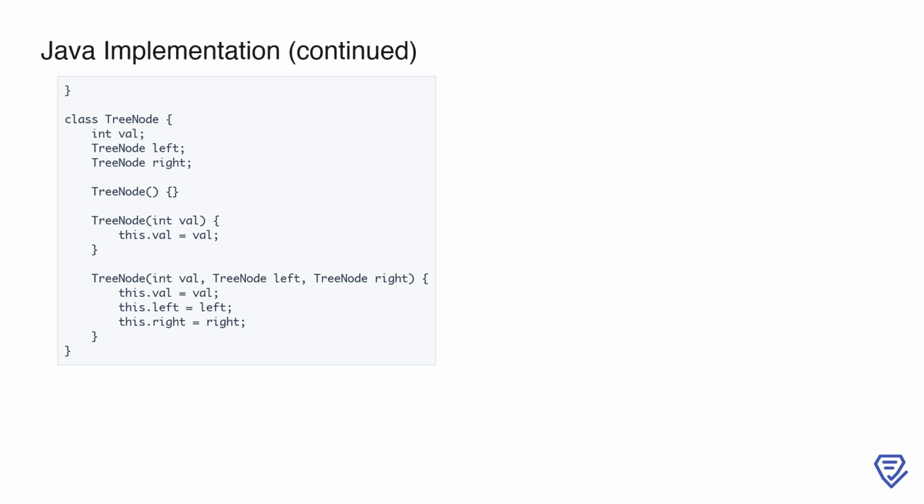This slide defines the TreeNode class, which serves as the basic building block for our binary tree. Each TreeNode object has 3 attributes, an integer value stored in val, and 2 references to its left and right child nodes. The class also provides 3 constructors, a default constructor, a constructor that initializes the value of the node, and a third constructor that initializes the value along with its left and right child nodes. This structure allows us to represent the tree and perform operations like counting nodes effectively. Together, the solution and TreeNode classes work seamlessly to handle the problem of counting nodes in a complete binary tree.